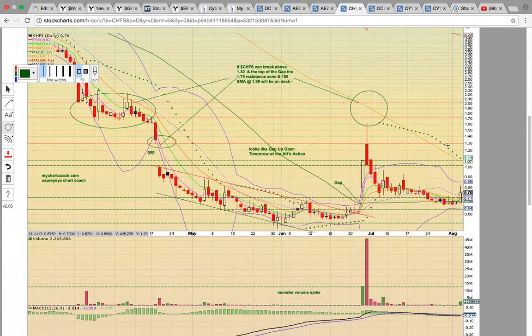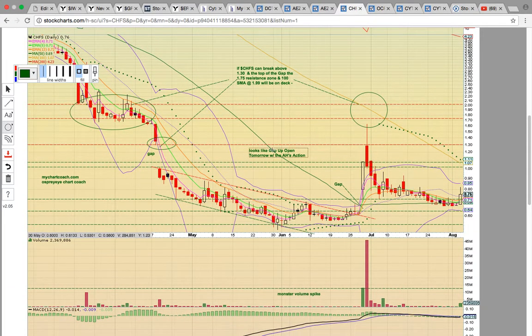Okay, so this is an older chart that we had posted before, and now you can see here that this is the best it's looked since the big pullback.